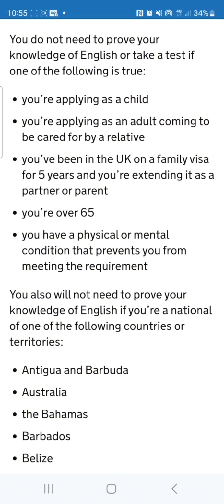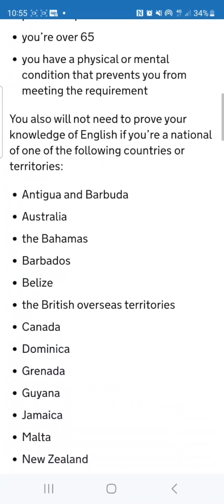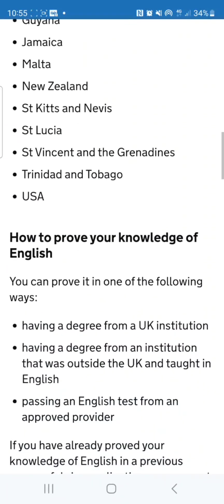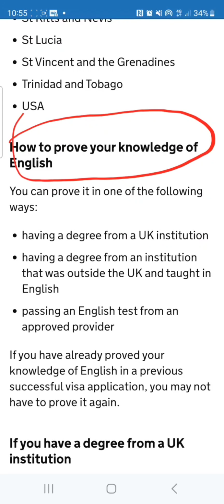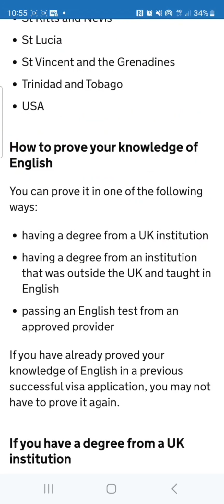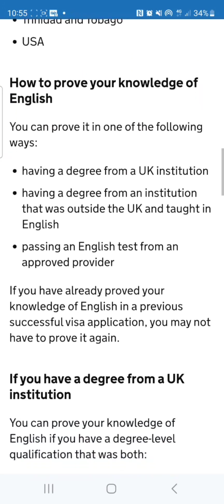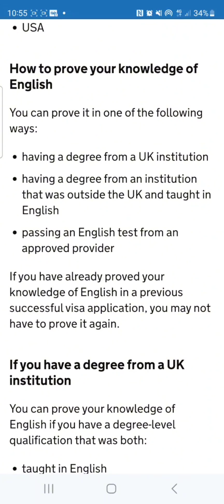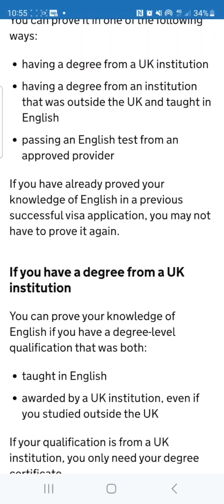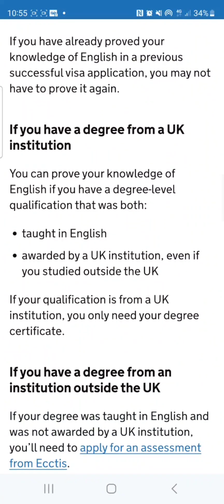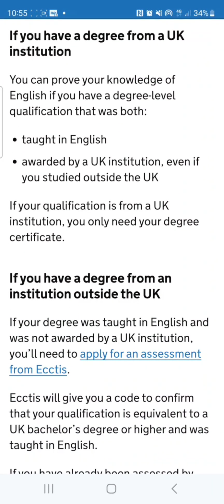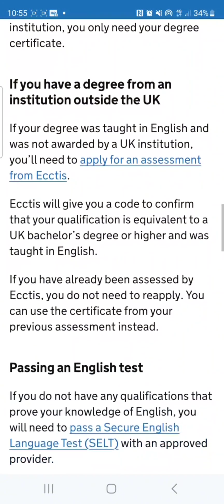You do not need to prove your knowledge of English or take a test if one of the following is true. You are applying as a child, you don't need it. So those are all the requirements. How to prove your knowledge of English? You can prove it in one of the following ways: having a degree from a UK institution, having a degree from an institution outside the UK that was taught in English, passing an English test from an approved provider, like B1 test and A2, B2.